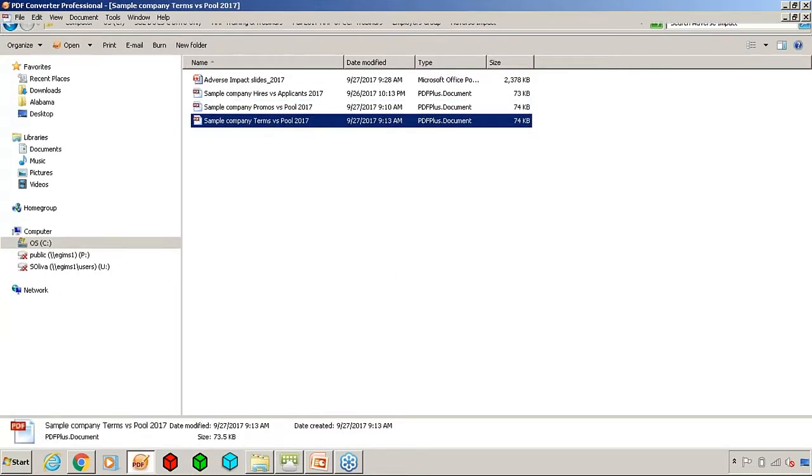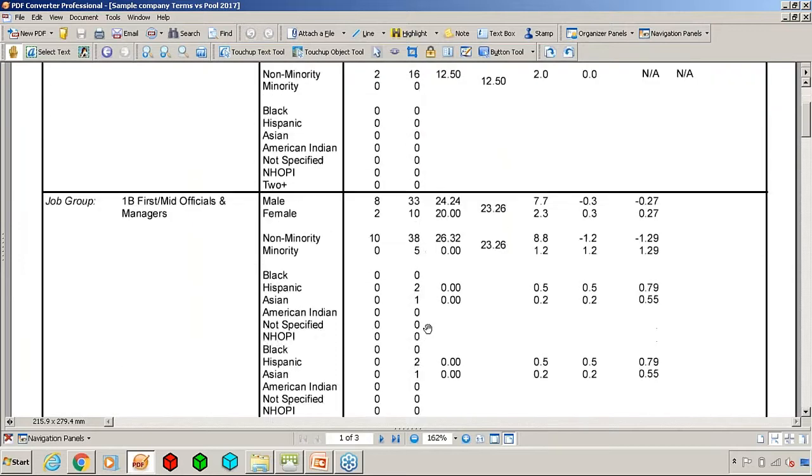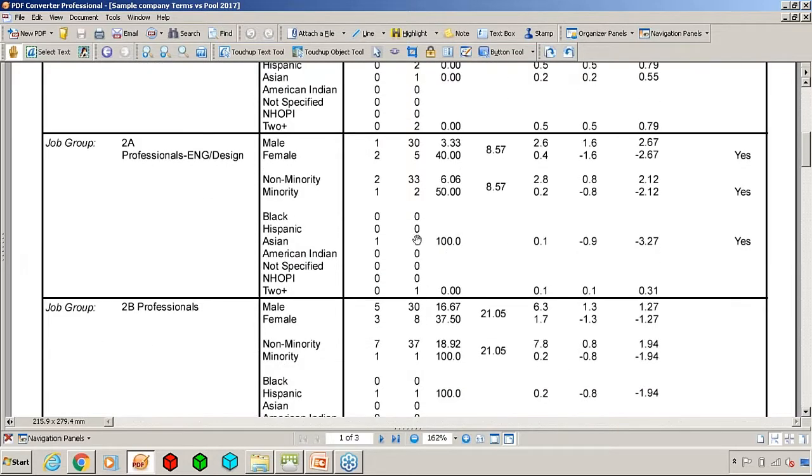The next we want to look at are terminations. And this is a similar looking report. In this case, again, it was 2A, professional engineers and design. So there's 5 females and 2 terminated. Some, maybe they left, or maybe they were discharged. We don't really know on this because we have to combine them. There's an indicator of discrimination against minorities. Why? Because they only had 2 and 1 left. And then over here against Asians, because they only had 1 Asian and that person left.